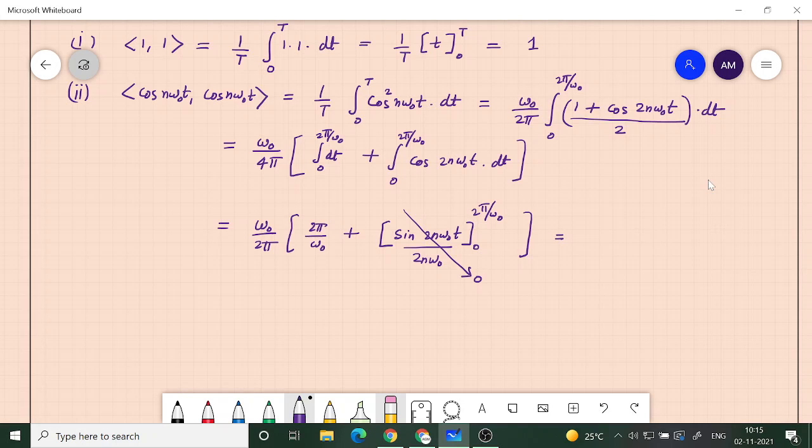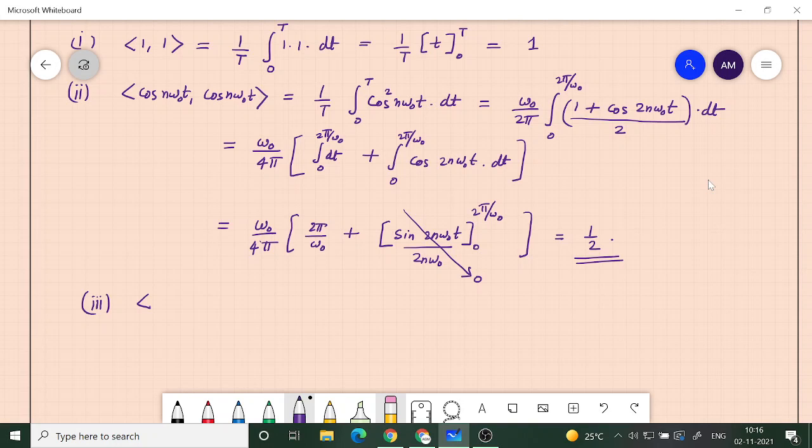But this quantity will survive. So we can write, cancel the 2 pi. I have 1 left, and there is a 2 here. This is 4 pi. This is omega naught by 4 pi. So 2 pi cancels, and then you will get what? 1 by 2, yes, half. So that is the power of the cosine signal. So for all cosines, irrespective of the frequency, whichever harmonic, whatever the value of n, we will get the power equal to half.